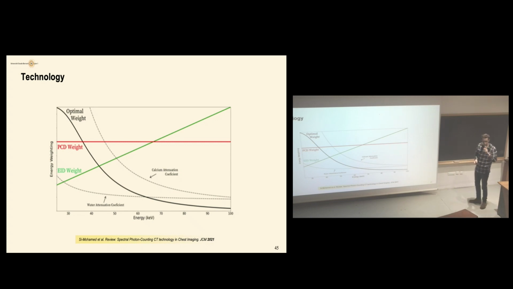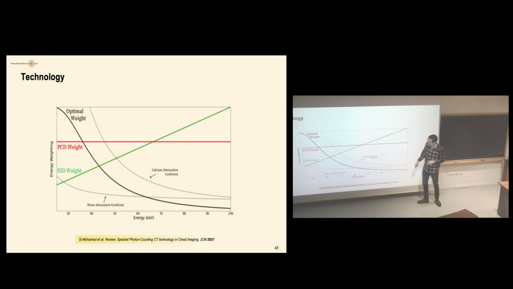Okay, so let's talk about technology one more time. We talked about spatial resolution and electronic noise. Now we are going to talk about the way the detectors can improve the contrast. You see here the optimal weight of tissue, the black curve, and you see the calcium attenuation coefficient and water, the dotted line. What is interesting here is that with energy integrated detectors, you have what we call the linear weighting of the energy of the photons.